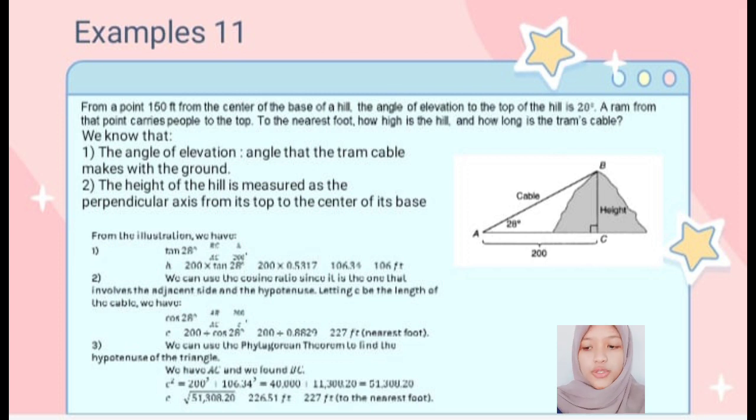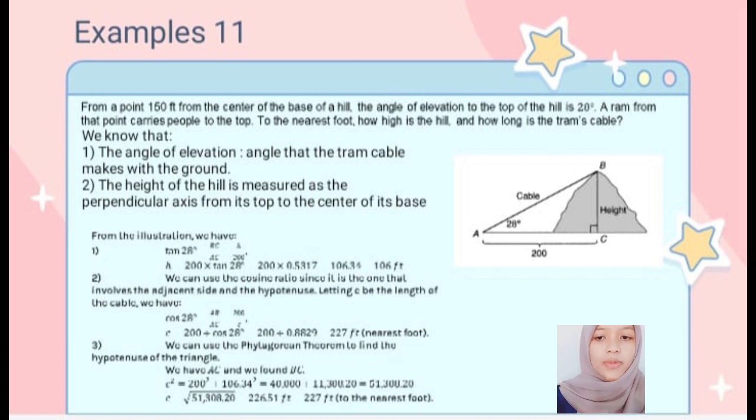Okay, look at the illustration. From the illustration, we have first tan 28 degrees equals BC per AC equals h per 200. Okay, so we have h equals 106 feet. Next, we can use the cosine ratio since it's the one that involves the adjacent side and the hypotenuse, letting C be the length of the cable. So we have cos 28 degrees equals AB per AC equals 200 per C. And then we have C equals 227 feet, because we have to make it to the nearest foot.